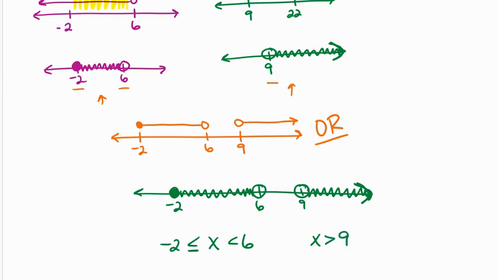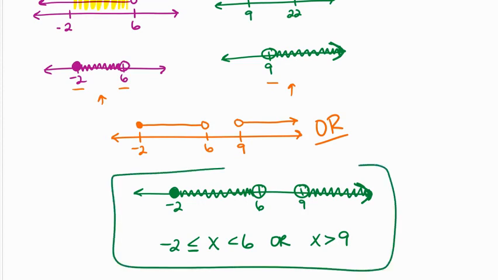Anytime you have more than one piece on your graph, they are always put together with an or. So we need that word or, right? So that inequality describes our final graph. We've got x is between -2 and 6, or x is less than 6 and greater than or equal to -2, or x is greater than 9. So that's our final answer there.